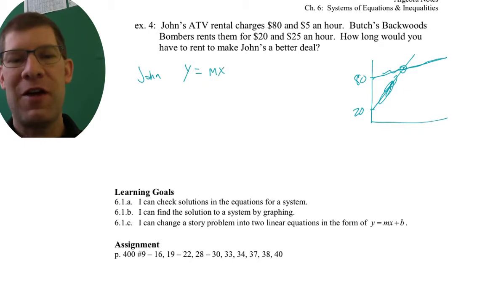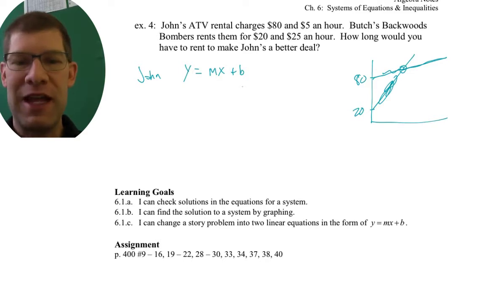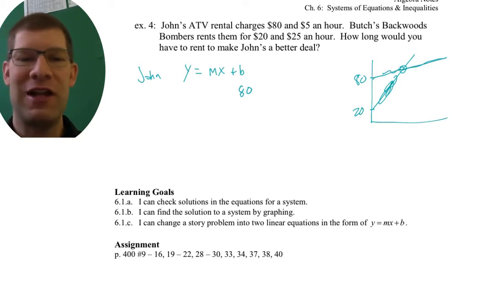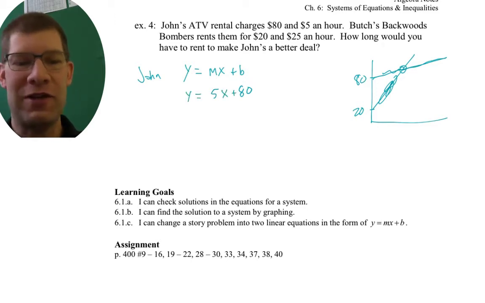these are both going to fit that y equals mx plus b. We have our slope, we have our y-intercept. Y-intercept for John is 80. That our graph over here starts with a y-intercept of 80. Now it goes up by $5 an hour. And so I'd have a 5x plus 80. So this would be my first line equation for John.